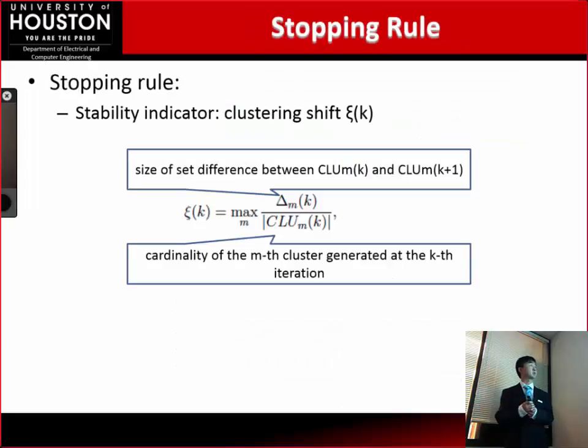We propose several stopping rules, and the first one we name the clustering shift. We calculate the size of the set difference between two successive iterations of the same cluster m, name it delta mk, and divide it by the cardinality of the mth cluster generated at the kth iteration. So it is a percentage. And we take the maximum over all the m clusters to be the value of the clustering shift.